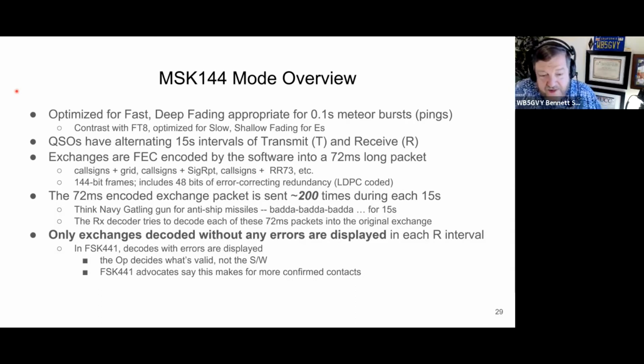This is in contrast, and again, I've never used FSK441, but my understanding is that FSK441 would display decodes even if there were errors. And some of the diehards that still stick with FSK441 believe that this makes for more confirmed contacts, that the operator is deciding whether or not a particular exchange was valid or not, as opposed to the software deciding that there wasn't an error.